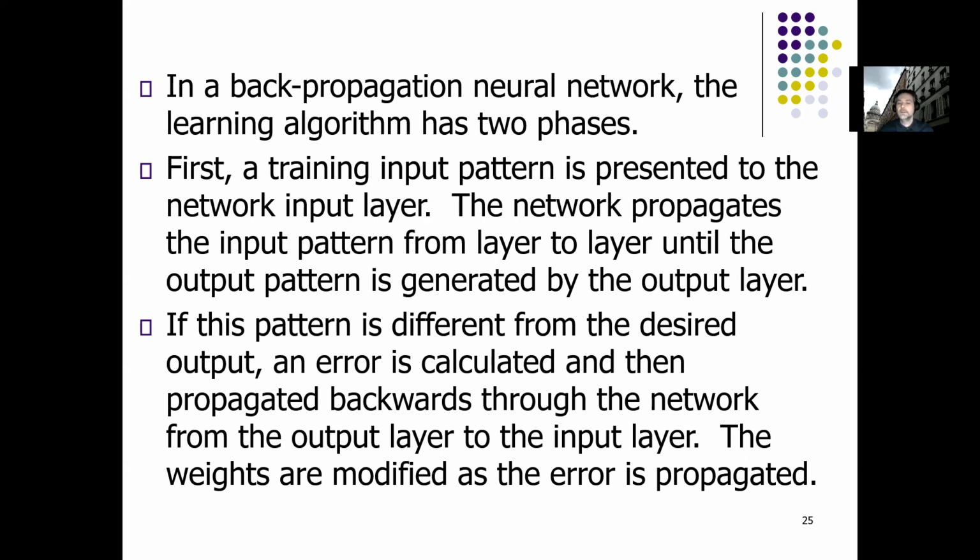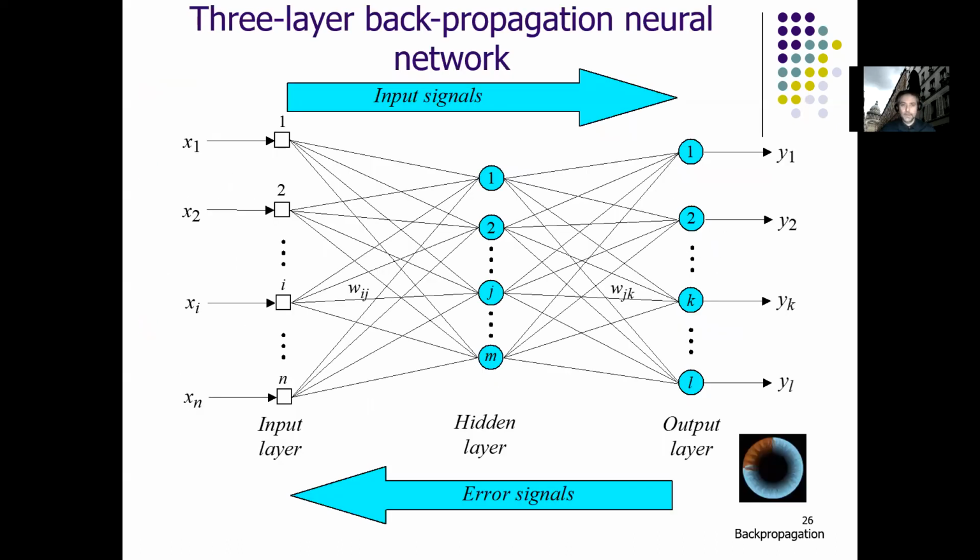If the outputs are different from the desired outputs, then calculate the error and then propagate the error backwards into the different layers, starting from the output and then going into the hidden layer, which is close to the output. And you go backwards and you update, you modify the weights. So you have two passes.